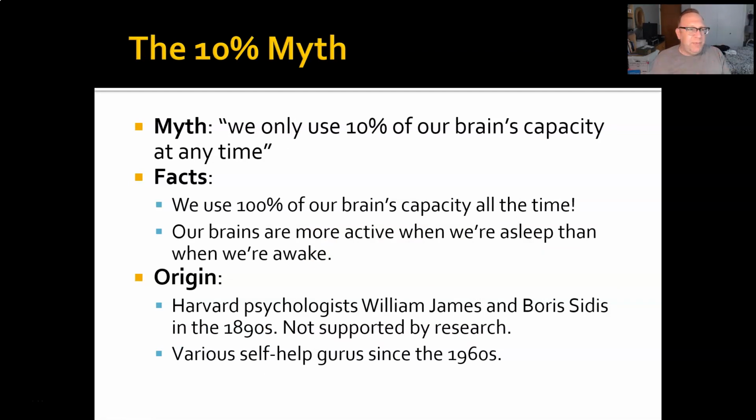Okay, I promised some myths. There are a number of neuromyths, but I'm just going to cover 2 that are the most popular. There's the 10% myth. This is the idea that you probably have heard people say, oh, we only use 10% of our brain's capacity, and if we could just use all of our brain's capacity, the amazing things we could do. Not true. We use 100% of our brains all the time. In fact, when you're asleep, you're using your brain more than when you're awake.